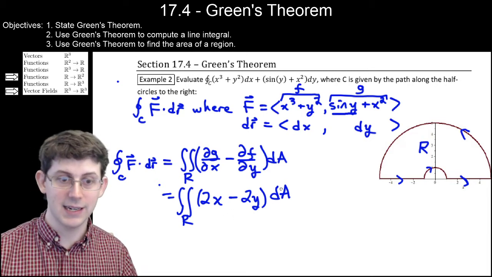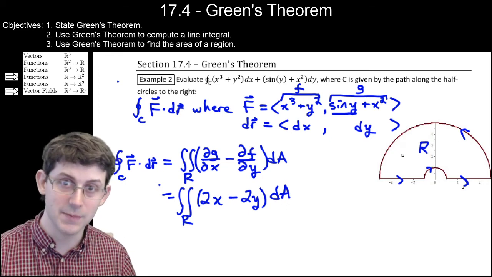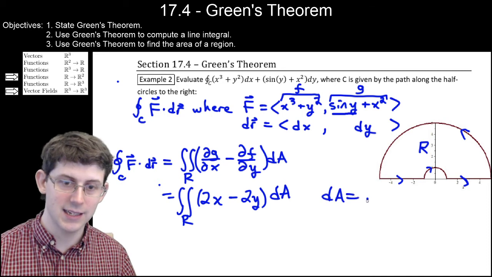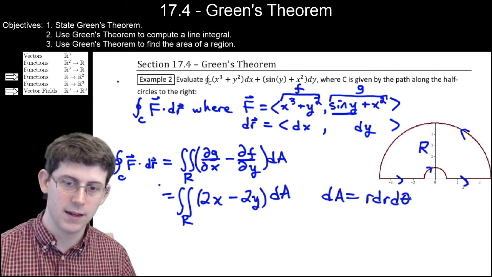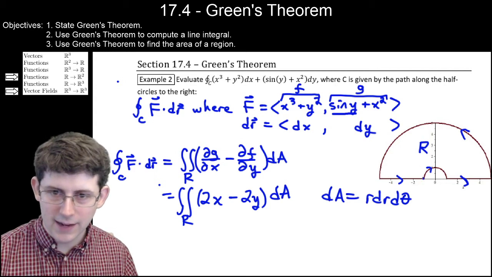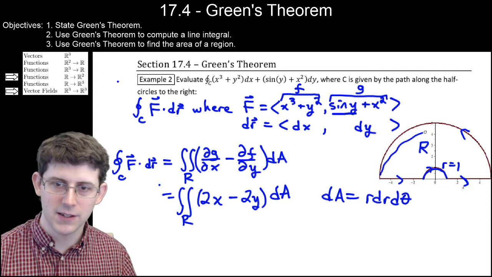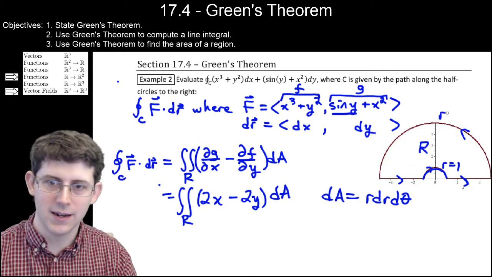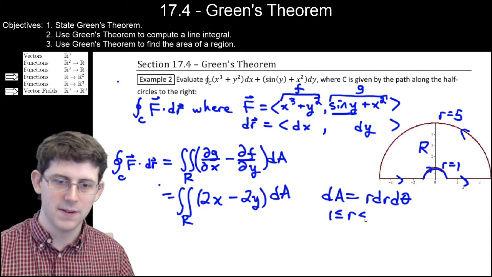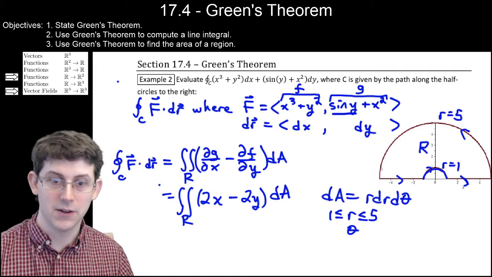The problem is I don't really want dA to be dx dy or dy dx because the region is made of circles. So I will instead use polar coordinates. dA is r dr d theta. What are the bounds? Well, it looks like I've got a half circle here, which is r equals 1, and another half circle out here, which is at r equals 5. So r is going to go from 1 to 5, and theta doesn't go all the way around, it just goes from 0 to pi.